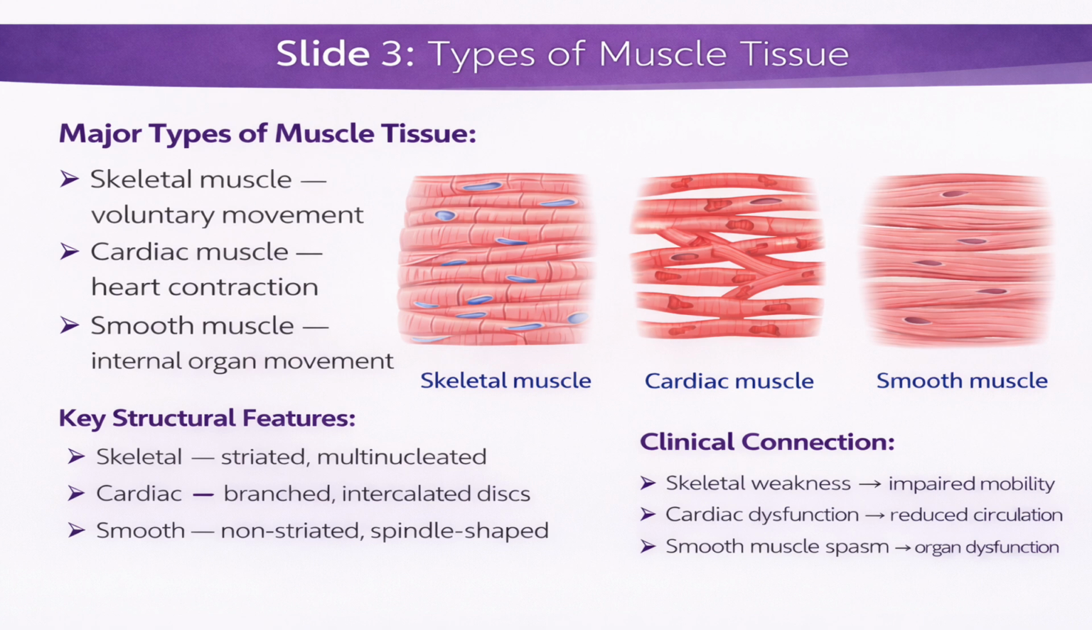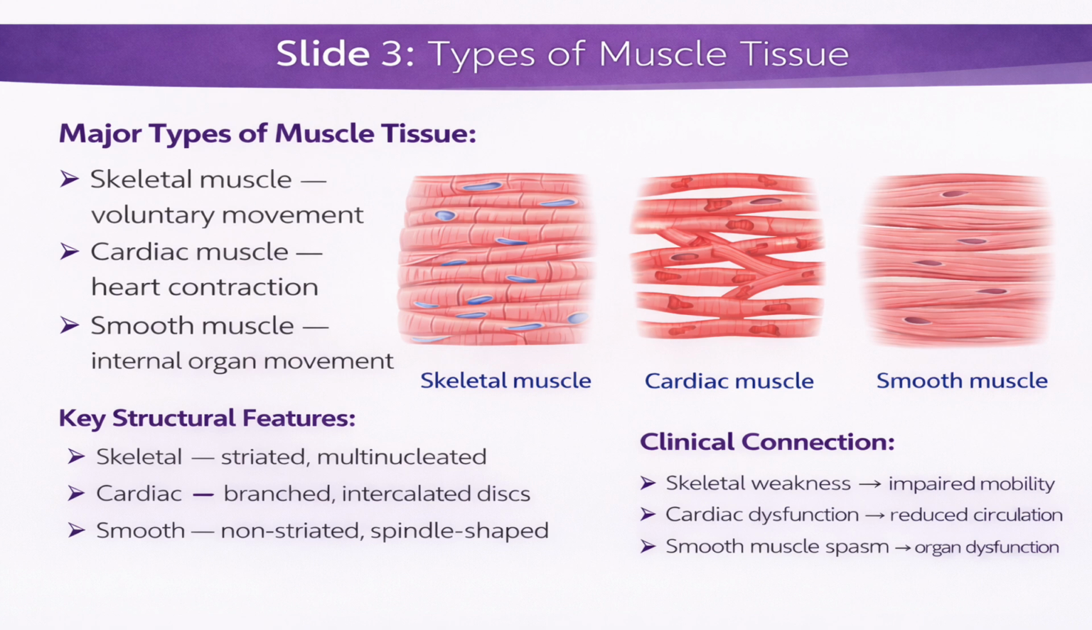Smooth muscle is located within the walls of internal organs and blood vessels. It functions involuntarily to regulate processes such as digestion, urination, and vascular tone. Unlike skeletal and cardiac muscle, smooth muscle lacks visible striations and contracts in a slow, sustained manner.